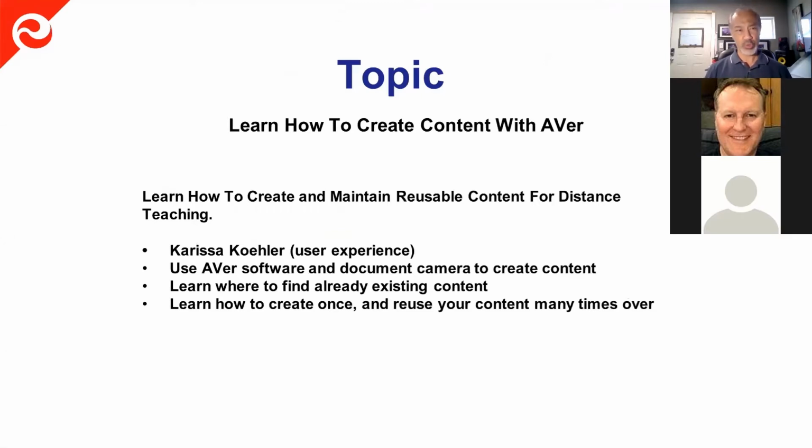And then the next thing that we're going to do is we're going to use AVer software and the document camera to create the content. So it'll be very basic, it'll be quick, and it'll be simple. We'll also learn where to find already existing content. Now, some of you may already know where to find some of this, but for those of you who don't, this will be very useful for you as well. And then we're going to learn how to create once and reuse your content many times over and over. Because that's the one thing that creating this content is going to do for you, is allow you to use it over and over again so you don't have to repeatedly create something. So that means saving time.